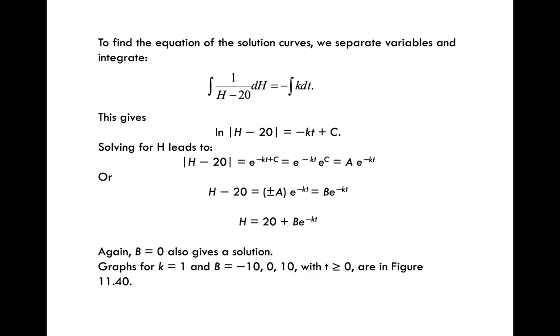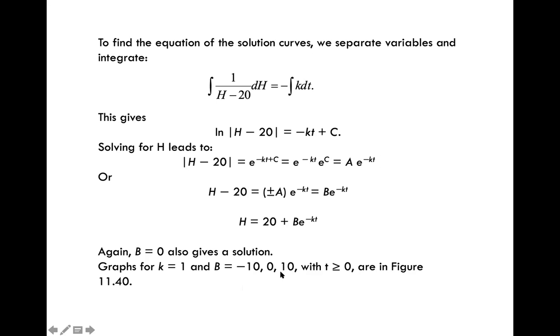And next, we add 20 to both sides, and we get as a solution that h is equal to 20 plus b times e to the negative kt. And so b is a parameter that could be a whole bunch of things. So if you choose b equals 0, you get h equals 20 as a solution. And if you choose b to be negative 10, then you get 20 minus 10 e to the negative kt.